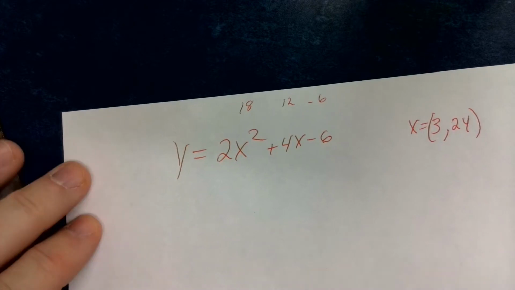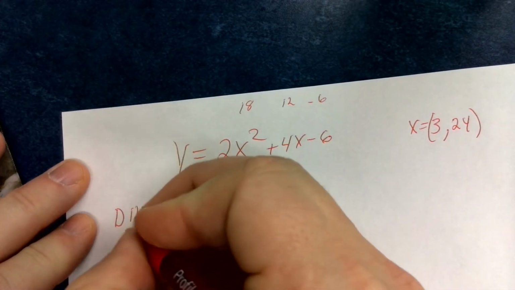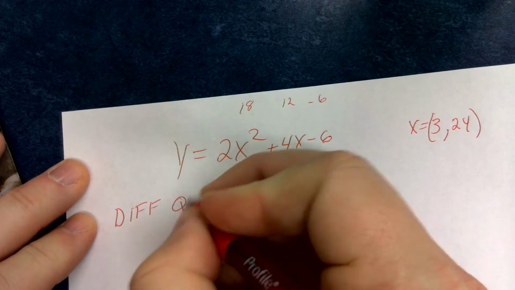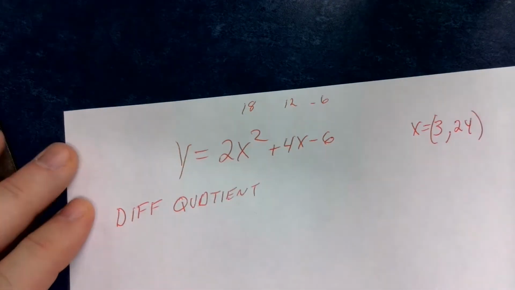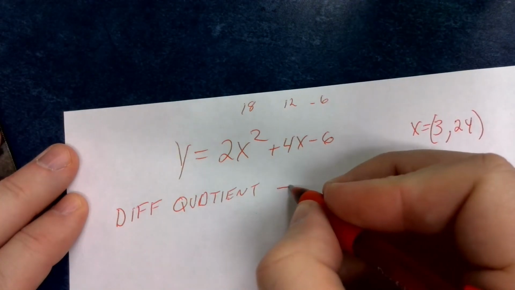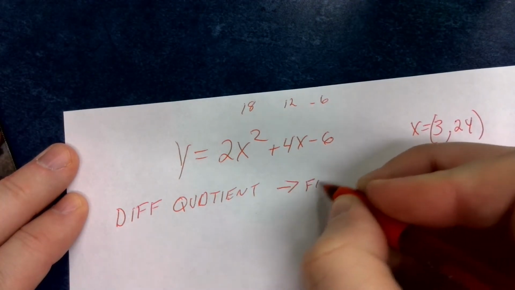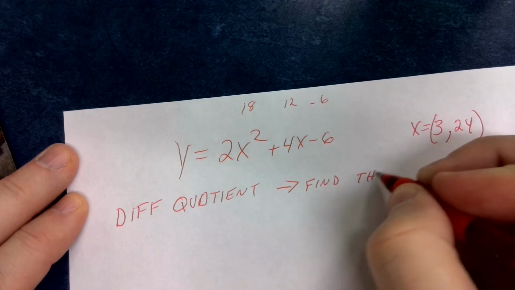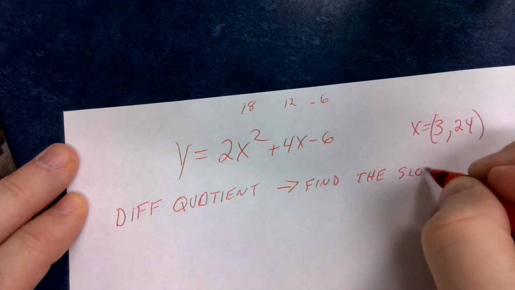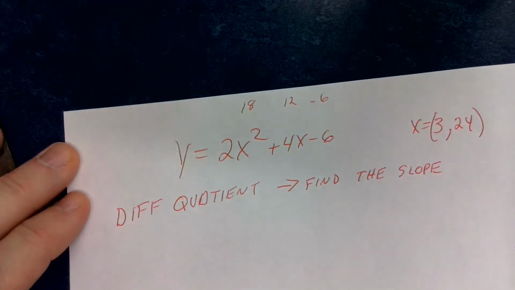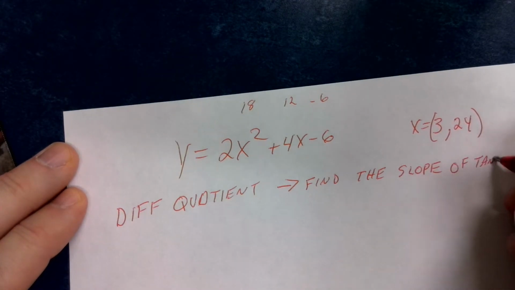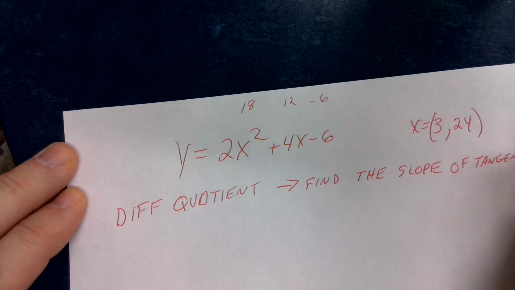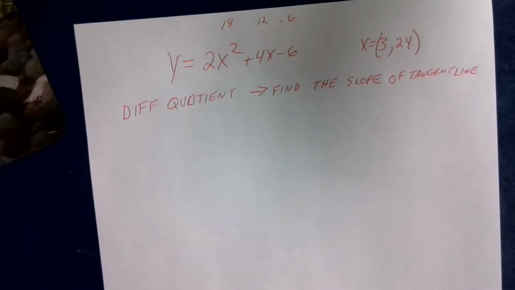Okay, so here's where it becomes scary. This thing is called the difference quotient. And this thing helps us find the slope of this line. Helps us find the slope of the tangent line. Is that okay? I'll move this up just a smidge.